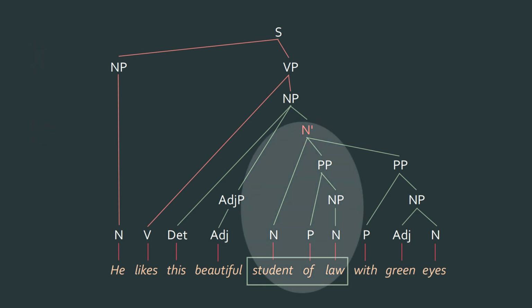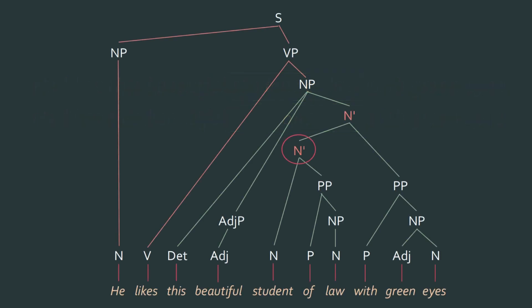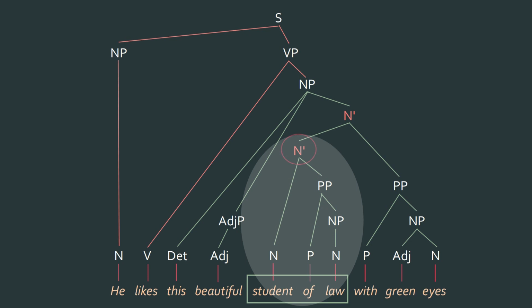Student of law is another constituent that is not shown in this structure. But is it really a constituent? A simple constituency test will support this. It is a constituent since we can replace it by one. The new syntactic structure tree will look like this after adding a new intermediate node and assigning the label N-bar to it. Furthermore, the new node N-bar contains only our new constituent, student of law.